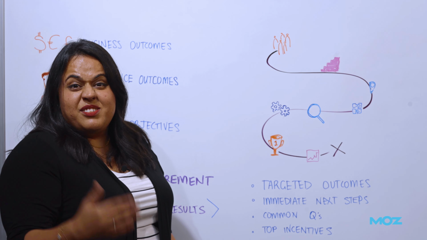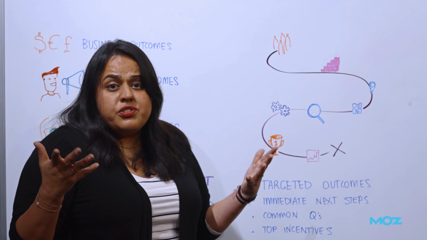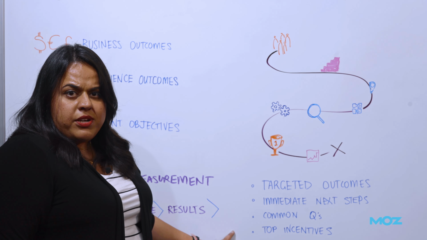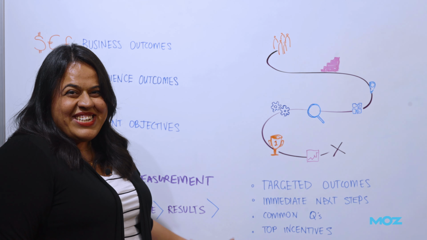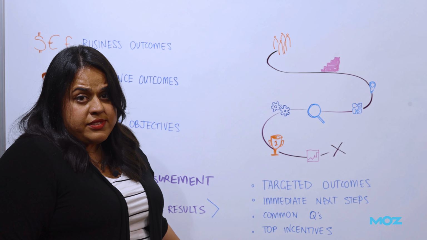What are the immediate next steps that I want my audience to take after consuming my content? Hey, I want to get them to go to the website and look at the fact that they can review a model virtually, they can go schedule a test drive. And so then I'll know, what are the common questions that this audience asks? What are the top incentives? What are the platforms that they hang out?